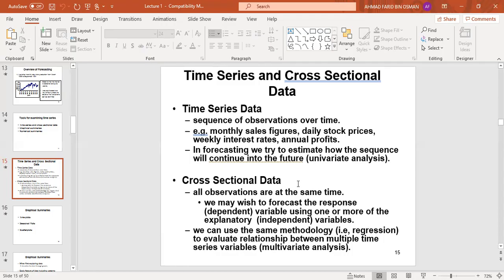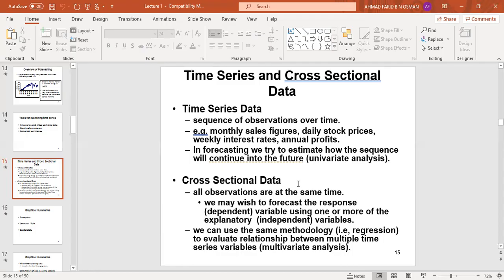So for cross-sectional data, we may wish to forecast the response, the dependent variable, using one or more explanatory variables or independent variables. Just like what we did, for those that already learned applied econometrics, you know what is a dependent variable and what is an independent variable.